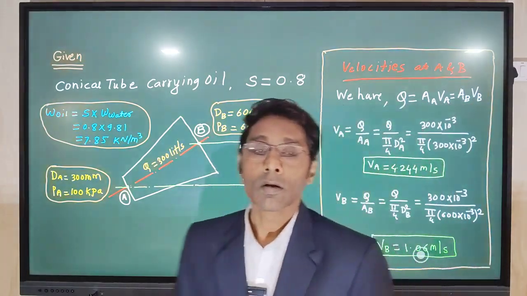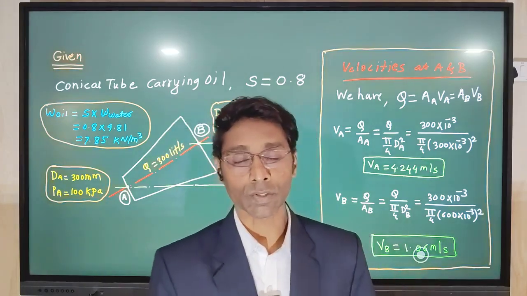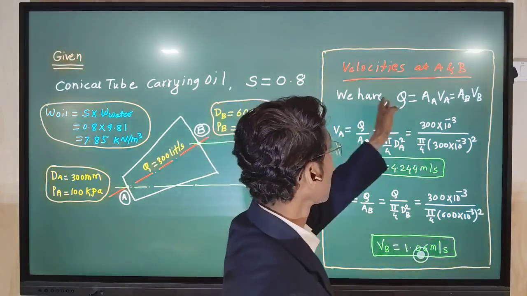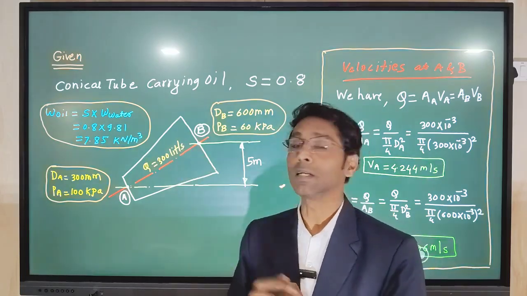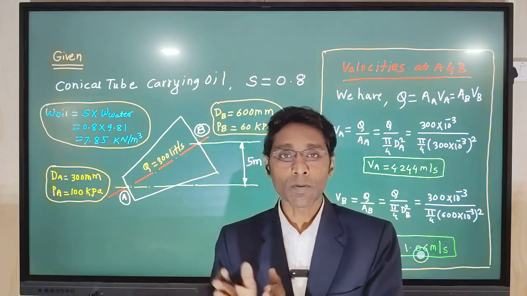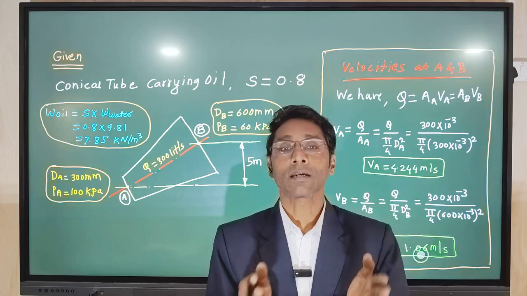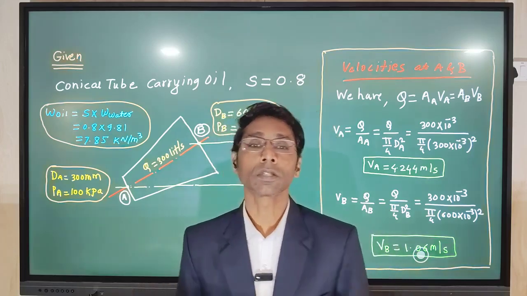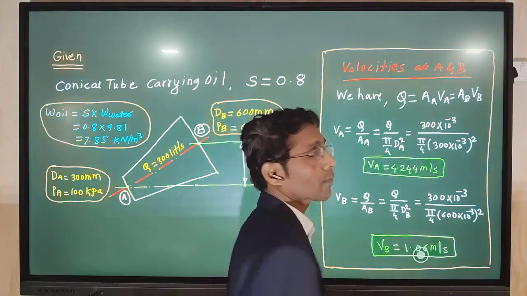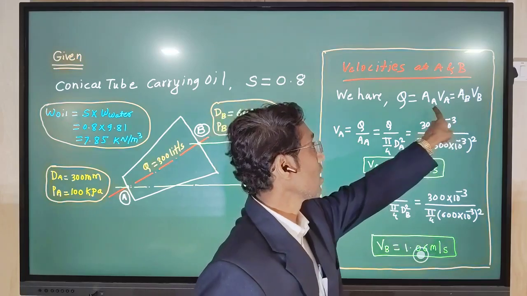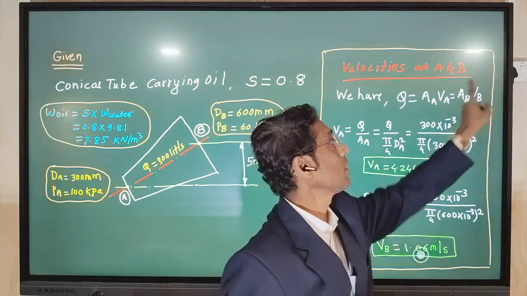Now we have to first of all find the velocities which are required in Bernoulli's equation. For that we use the continuity equation, which is applicable for incompressible fluid, as the oil is given. Oil is an incompressible fluid where the density of oil we consider constant, remains constant throughout the journey. So the continuity equation is Q is equal to the product of area into velocity. For section A, A_A V_A, for section B, A_B V_B.